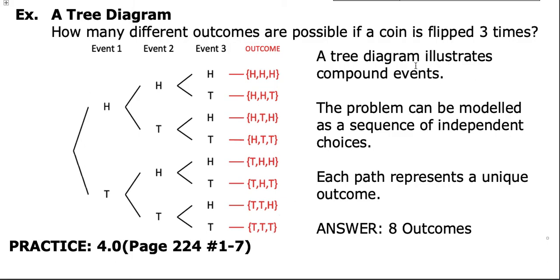So a tree diagram illustrates these compound events. The problem can be modeled as a sequence of independent choices, and each path represents a unique outcome.